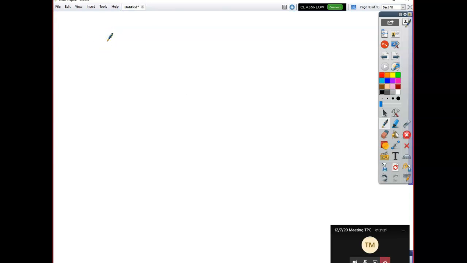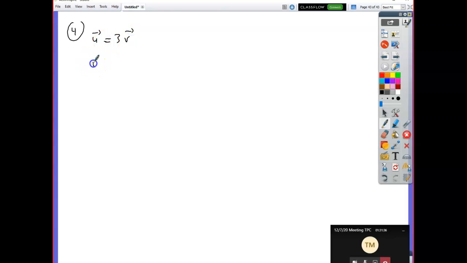It says find u, given that I'm trying to find 3v. 3 times, what's v? Vector. Yeah, vector v. What's vector v? Hint, read the instructions. What's v equal to?